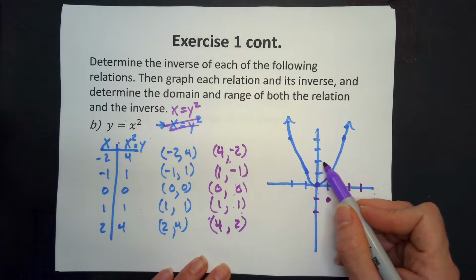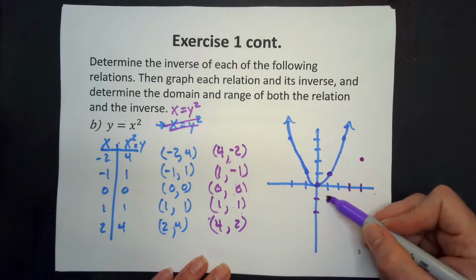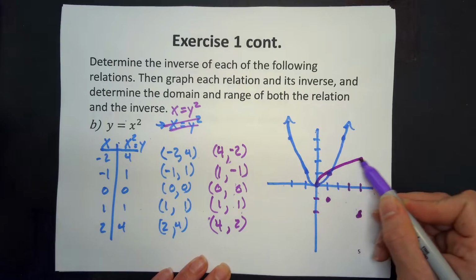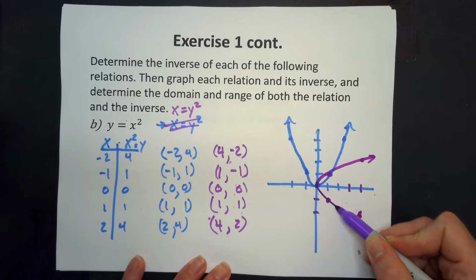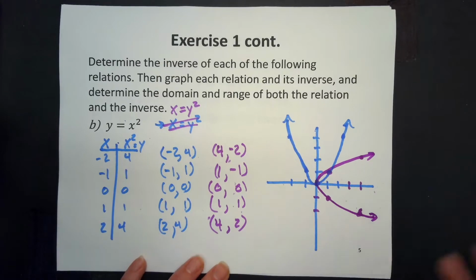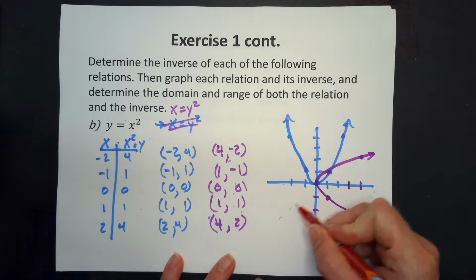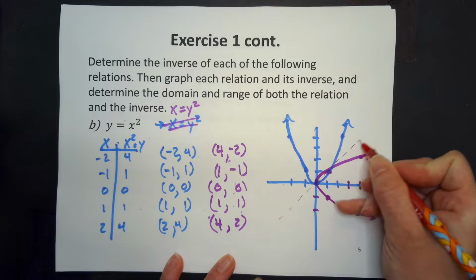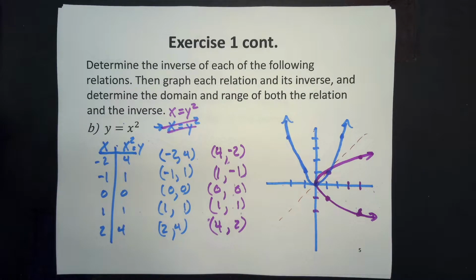And then I'm going to go over 4 and up 2. So I'm going to have this parabola on its side. So it's not like it fell over. Remember, we're going to talk more about this later, but it's reflected across the line x equals y. It's a good time to see it because we're drawing these visually.